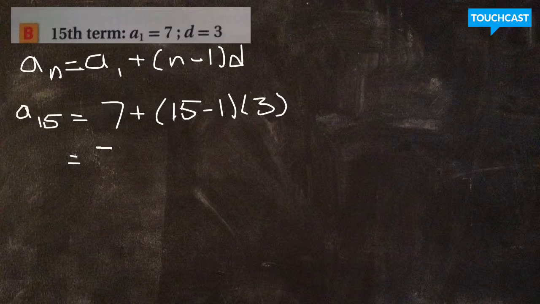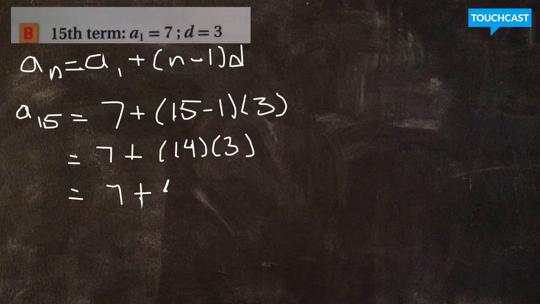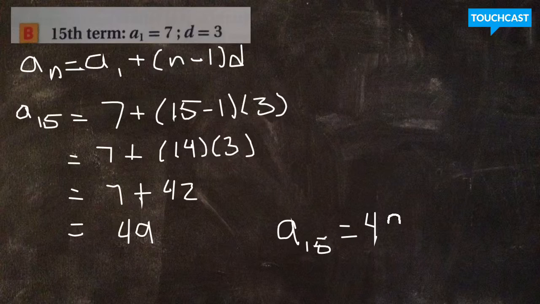15 minus 1 is 14, so we've got 7 plus 14 times 3, and 14 times 3 is 42, so we've got 7 plus 42 through multiplication. Now we can add. 7 plus 42 is 49, which means the 15th term, or a sub 15, is equal to 49.